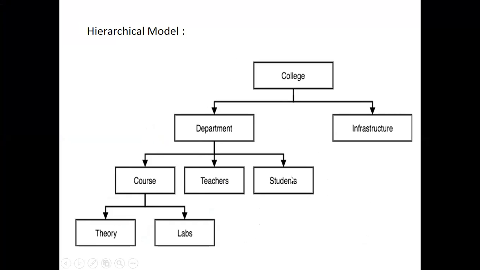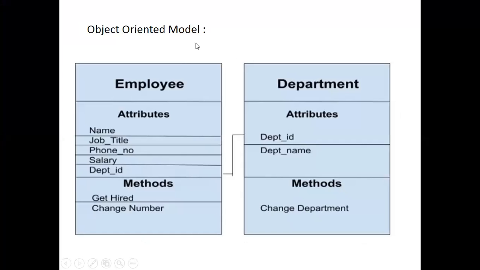Different stepwise connection is provided. Then the object-oriented model. Under the object-oriented model, we can create the employee table. The employee table has different attributes like name, job title, phone number, salary, department ID, with methods or functions such as get hired or change number. Similarly, another table will be the department table with its attributes, department ID and department name, and with the method or function change department. This is the object-oriented model.